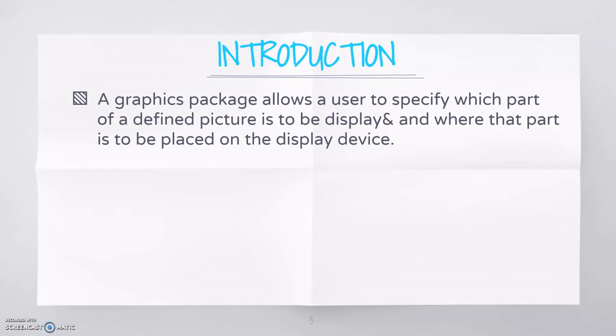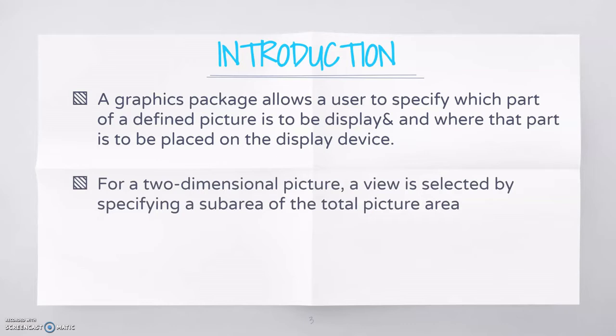A graphics package allows a user to specify which part of a defined picture is to be displayed and where that part is to be placed on the display device. Any convenient Cartesian coordinate system, referred to as the world coordinate reference frame, can be used to define the picture. For a two-dimensional picture, a view is selected by specifying a sub-area of the total picture area. So viewing is done in a sub-area, okay?